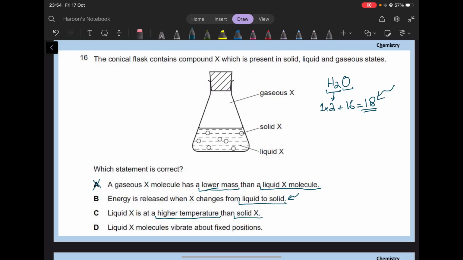So they are all in the same container, right? They are in the same container. So the temperatures would more or less be similar, right? Temperatures would be more or less the same. So C is out. Although their energies can be more for gaseous, they do have more energy, and for liquids, they have more energy as compared to solids. D states liquid X molecules vibrate about their fixed position. No, that would have been for solids.